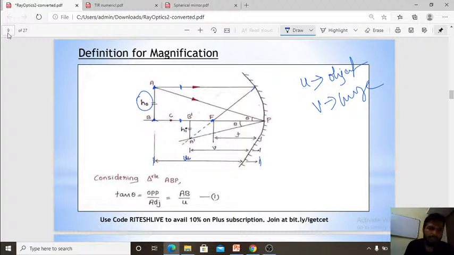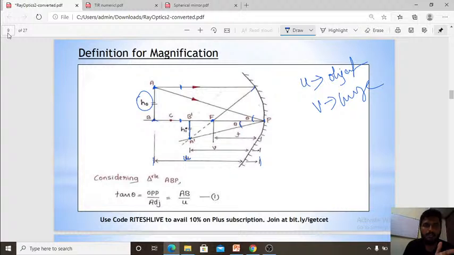Then another ray will go and strike the midpoint of the mirror, and it will reflect back in such a way that the incident angle, theta, is equal to the reflected angle, theta r. So I have taken both as theta; that is rule number 2. Those two reflected rays meet at a single point, and that point is nothing but the image height of the object, that is hi.